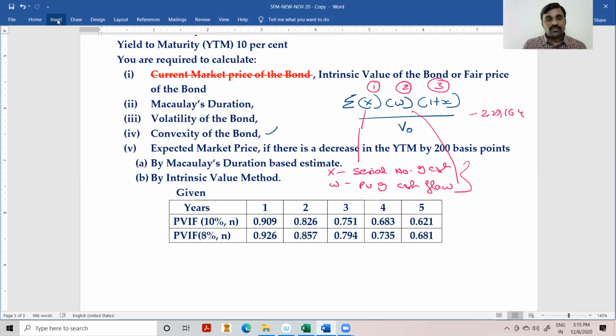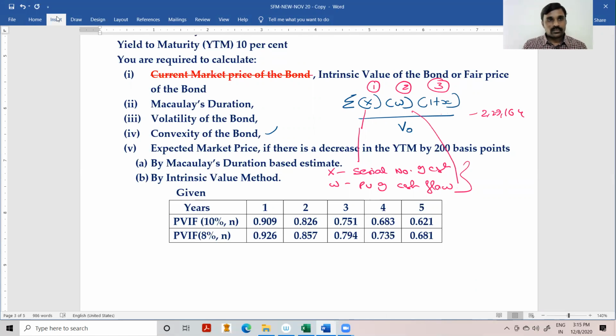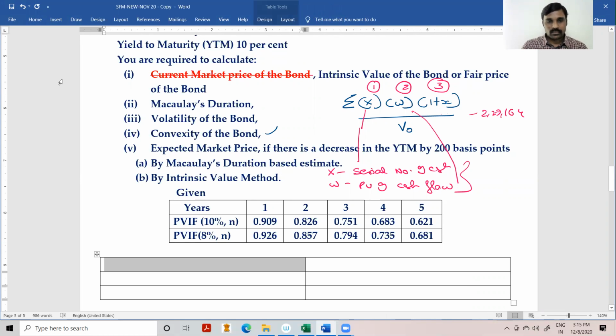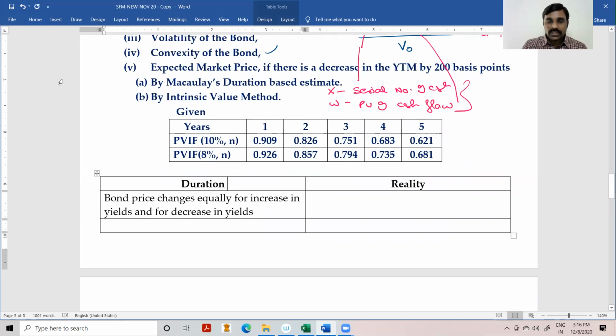It is based on investment psychology. Duration assumption and reality. The duration assumes that bond price changes equally for an increase in yields and for a decrease in yields. That is the duration assumption: a symmetric relationship, both sides same behavior. When the yields are decreasing, market prices rise by the same percentage. When the yields are rising, market prices fall by the same percentage.